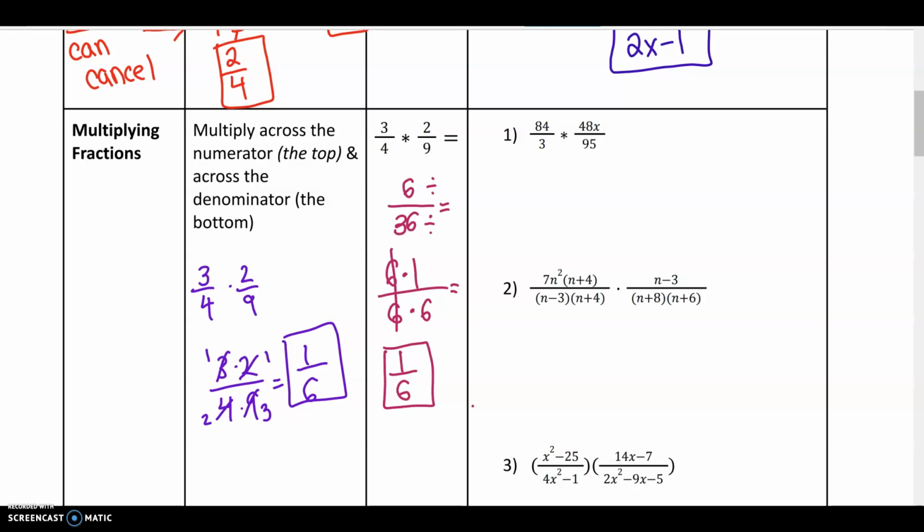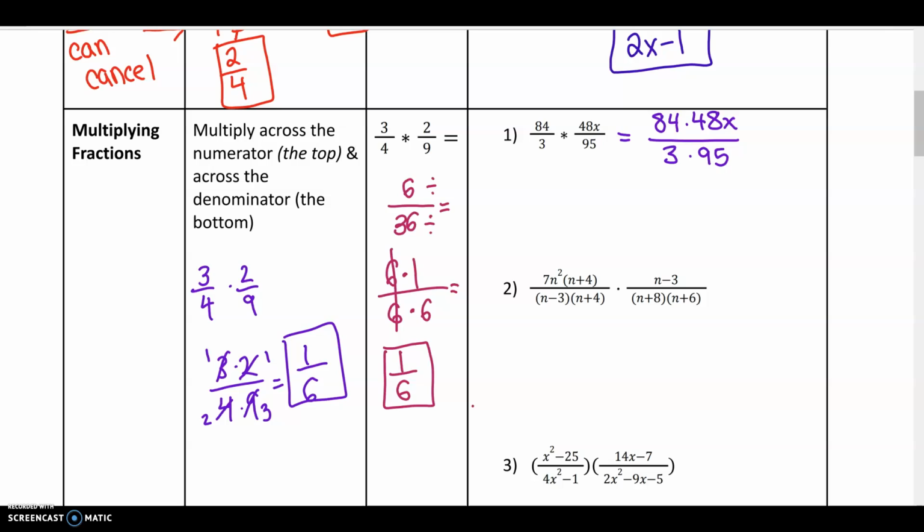Because right now, as I'm looking at this, I know I'd multiply across the top and across the bottom, but those numbers are pretty huge, and I don't know what 84 times 48 is off the top of my head. Okay, I do know that generally speaking, I would multiply across the top, so I'd get 84 times 48x over 3 times 95. Okay, so that's generally speaking what I'm going to do. I could use a calculator to multiply, then simplify, or I can try and simplify first and say, do any of these have common factors that I can simplify before I multiply?